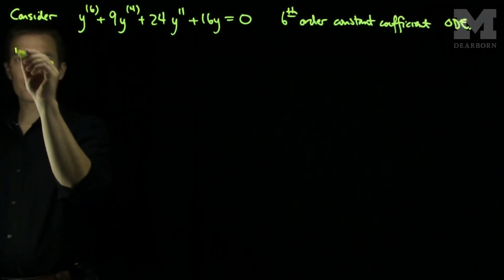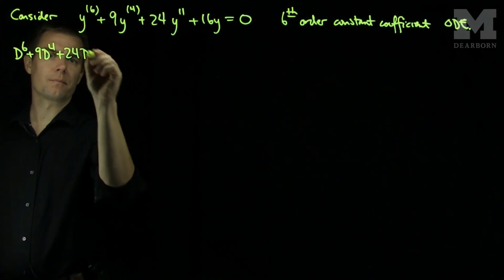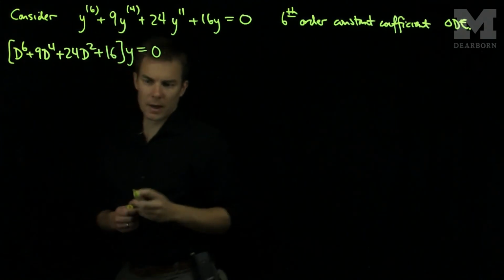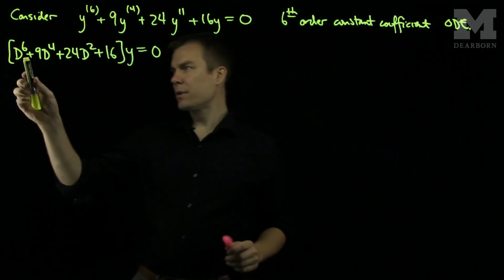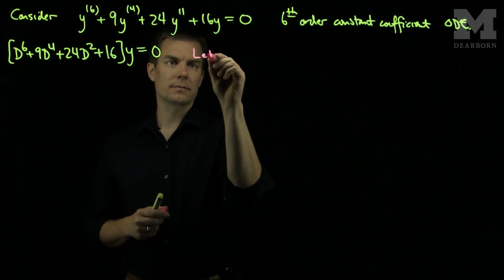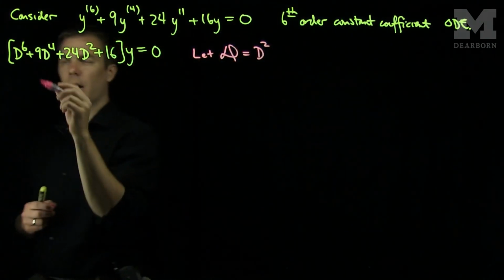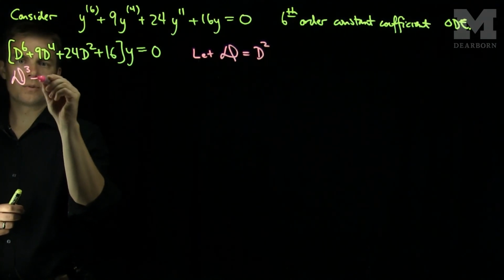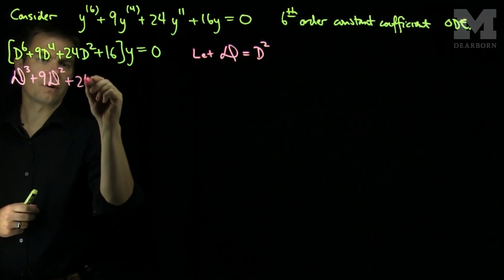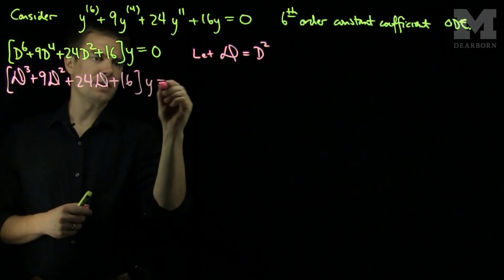We can write this with our differential operator notation as D to the sixth plus 9D to the fourth plus 24D squared plus 16 applied to y is equal to 0. To simplify this problem a little bit, we notice that every power of D is a multiple of 2. So I can let script D be equal to D squared. Then our operator is script D cubed plus 9 script D squared plus 24 script D plus 16 applied to y is equal to 0.